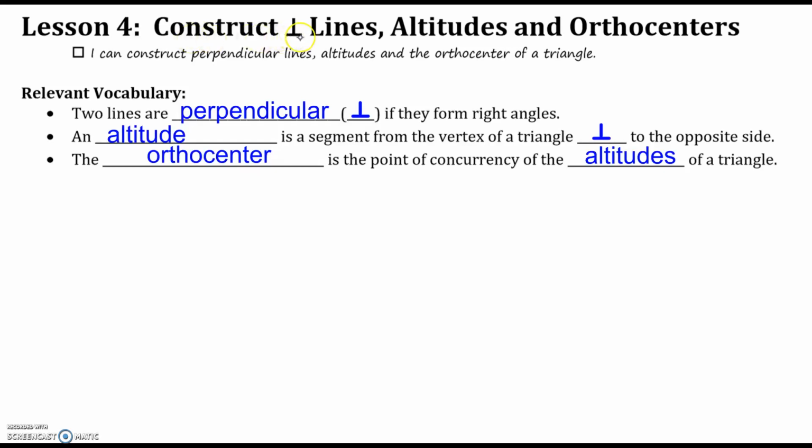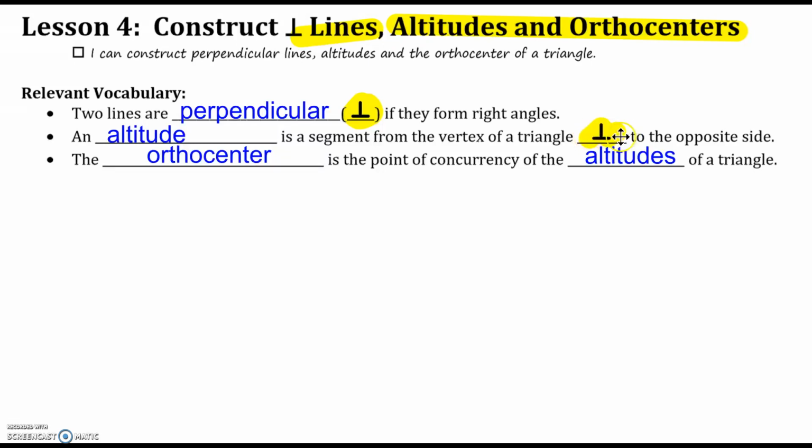We're going to be constructing perpendicular lines and then altitudes and orthocenters, which are based on perpendicular lines. So first off, let's remember that perpendicular lines, that's the symbol here, form right angles. So when we think about what an altitude is, it's a segment that goes from the vertex of a triangle or other shape, and it goes perpendicular to the opposite side.